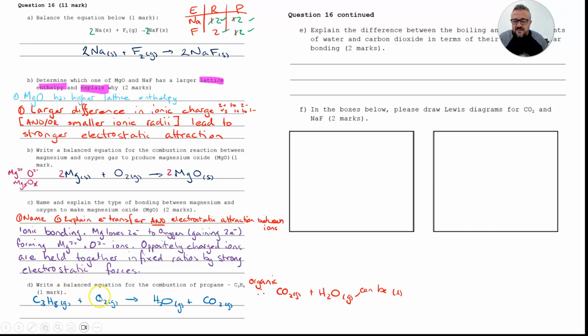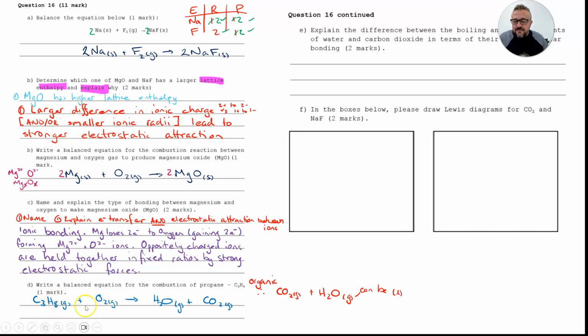So when anything's combusting, it's being added to oxygen. Oxygen is being added to it. So C3H8 plus O2 goes to H2O plus CO2. Complete combustion. We do an ERP table. We're going to keep moving on though. Otherwise, we'll be here forever.